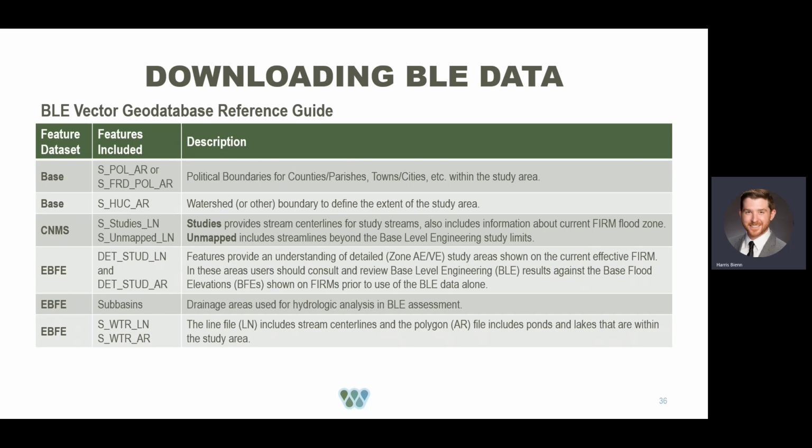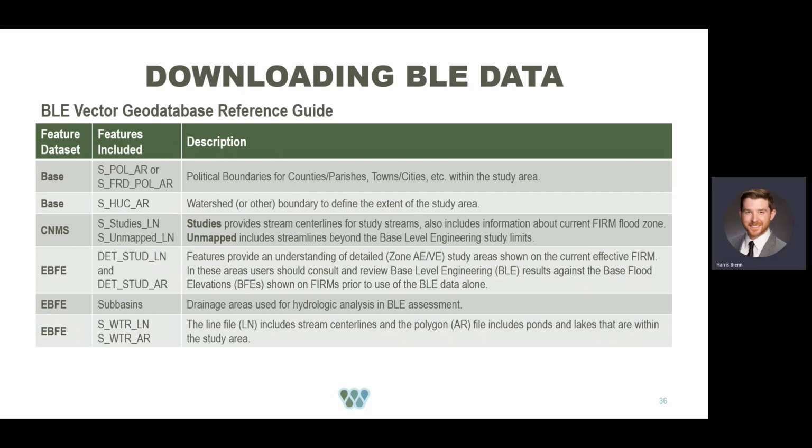The vector geodatabase contains several feature datasets and dependent feature classes. Feature classes with names ending in underscore LN are generally line vectors, whereas names ending in underscore AR are polygons. In the base feature dataset, there's a feature class named either S_Pol_AR or S_FRD_Pol_AR. This feature class documents political boundaries for counties, parishes, towns, and cities within the study area.